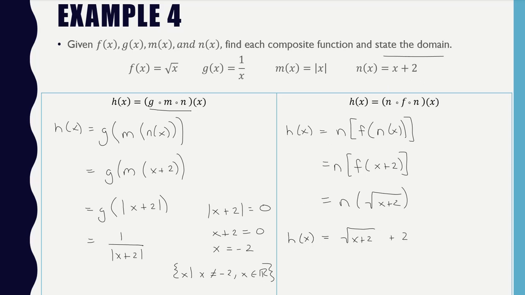Now with a radical, we can't square root a negative. So very similar to the last question, we have to take this x plus 2, and it has to be greater than or equal to 0. So if we subtract 2 from both sides, we get x must be greater than or equal to, sorry, negative 2. And that's going to be our domain. So x such that x is greater than or equal to negative 2, where x is a real number.